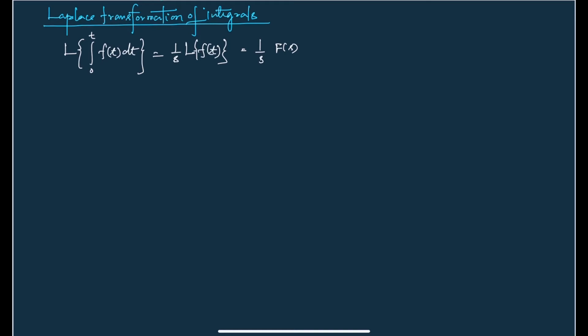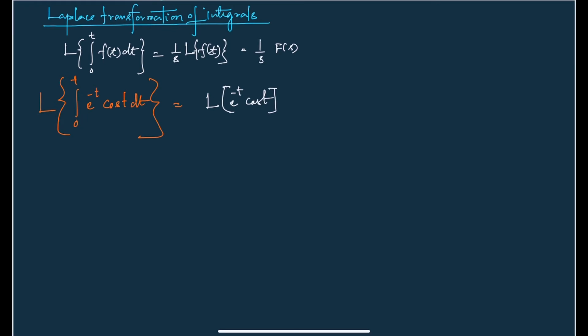Suppose the integral from 0 to t of e to the power minus t into cos t dt is given. You need to find the Laplace transformation of this function. So how to solve? First you need to find the Laplace transformation of e to the power minus t into cos t.